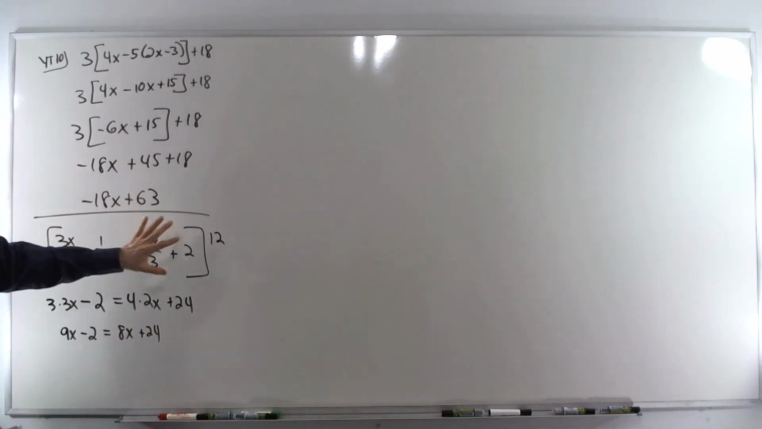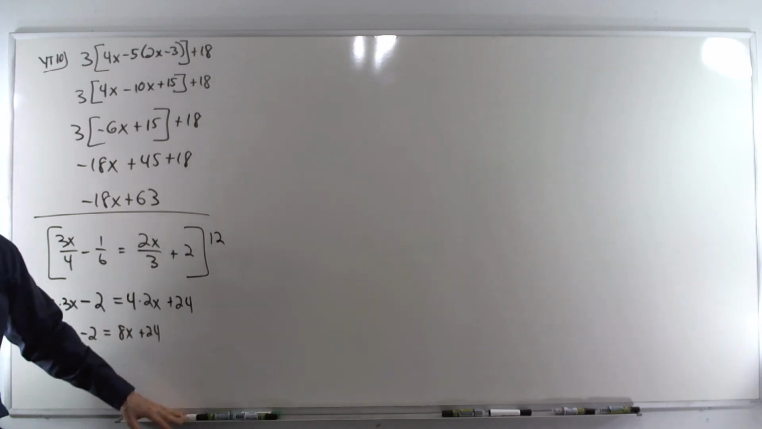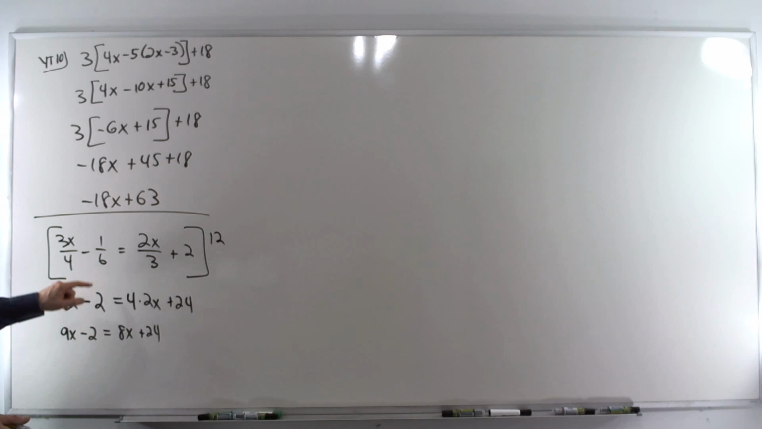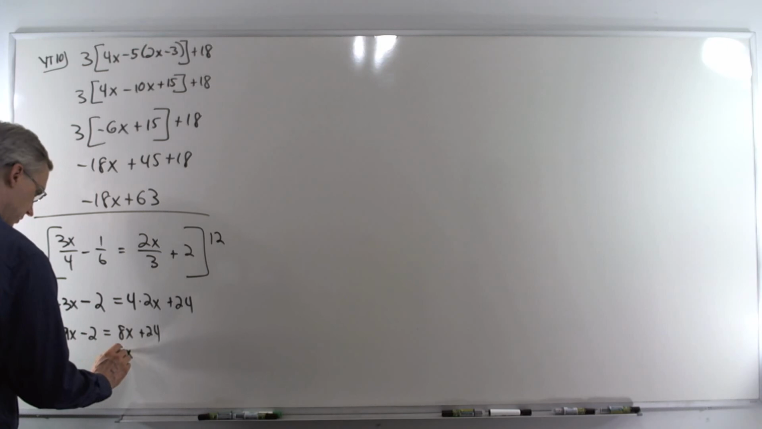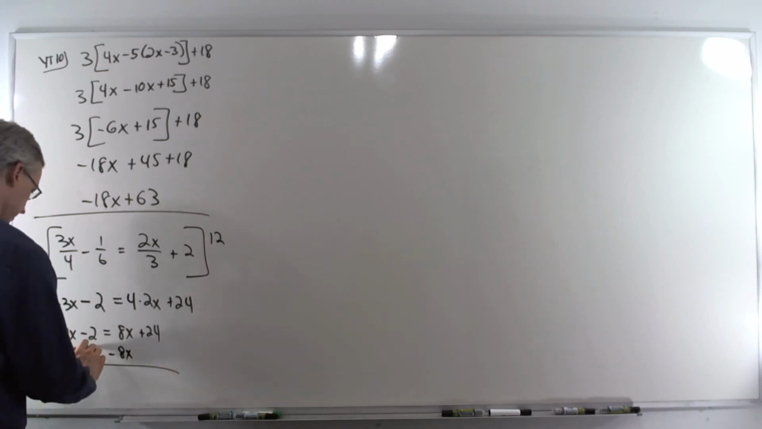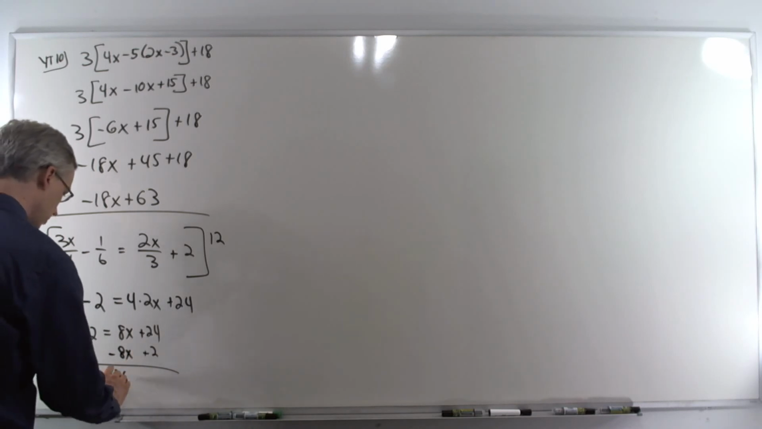So now we've taken this nasty equation with all these fractions in it and converted it into a regular old linear equation. So much easier to solve this than this. So I recommend practice this technique until you can eliminate fractions. It'll make your life much, much easier. Now we're going to solve for x. So I'm going to subtract 8x from each side and add 2 to each side. We get x equals 26.